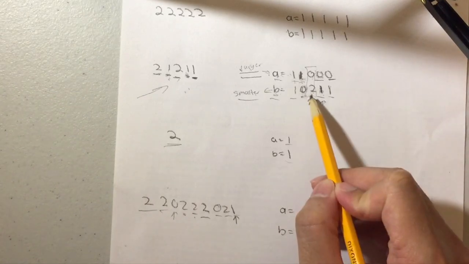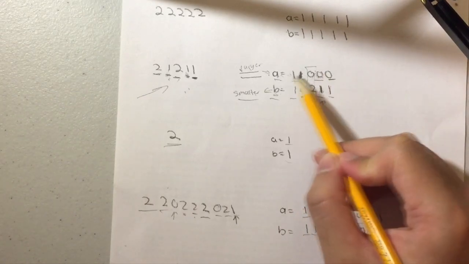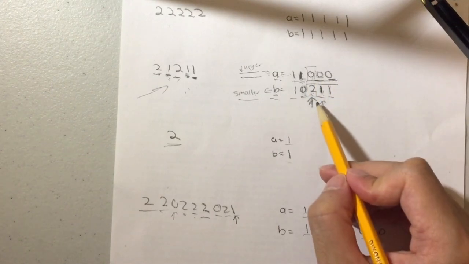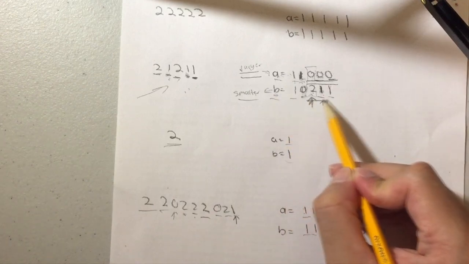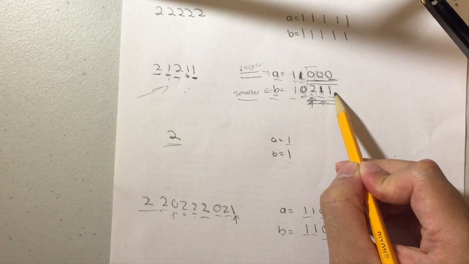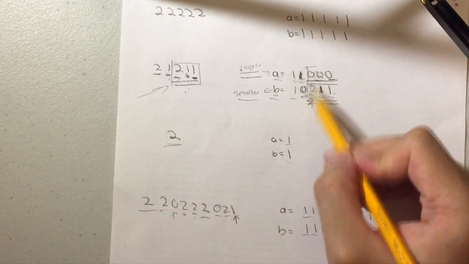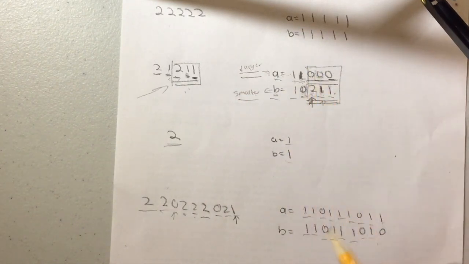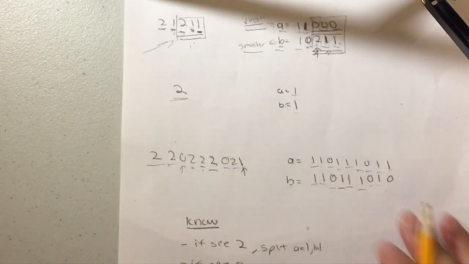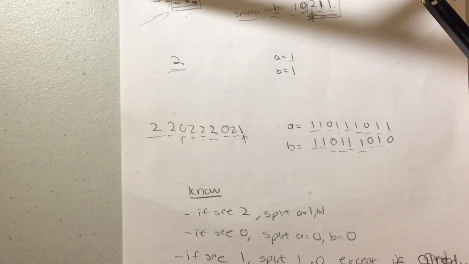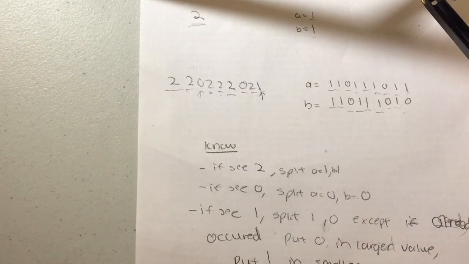Wait a minute. What do we see here? We see that in A, everything afterwards are zeros. And everything for B, the smaller value, everything afterwards is 2, 1, 1. Wait a minute. 2, 1, 1 is exactly the same digits as this. So can we say that if we hit a 1, 0, we put zeros in all of the values of the larger value and then put the rest of the digits in the smaller value? That's what we're gonna say here. I'm gonna change this: if C1, split 1, 0, 0. So I'm gonna change this.